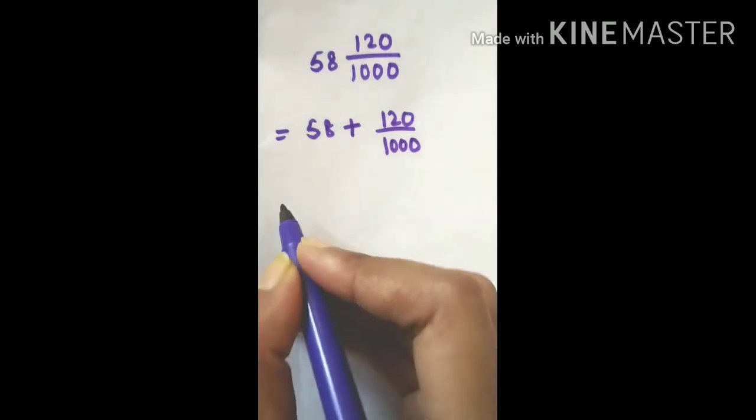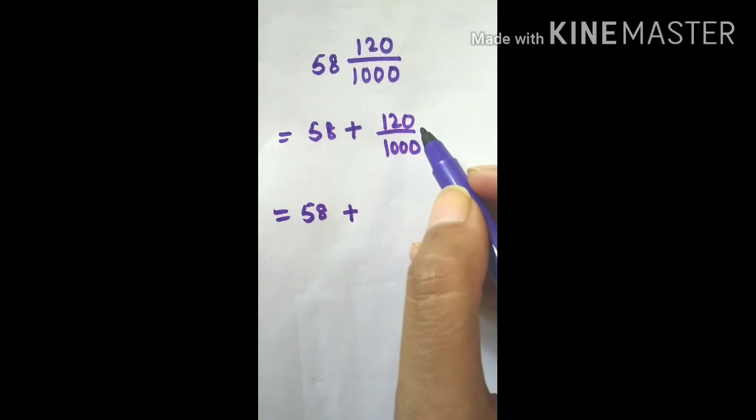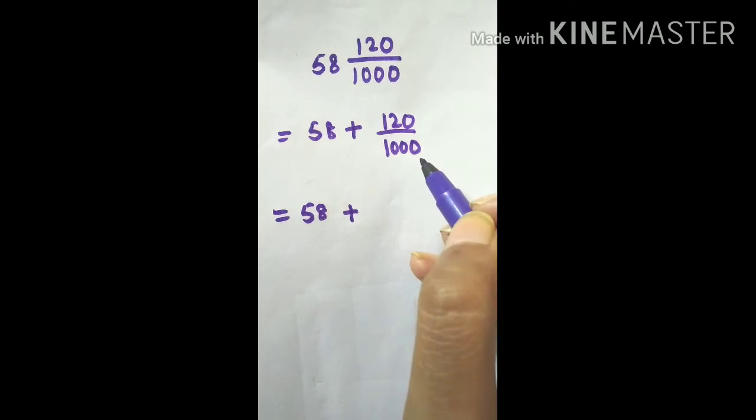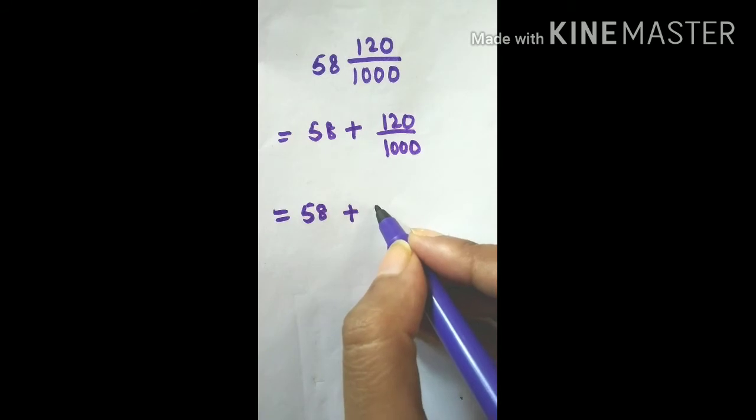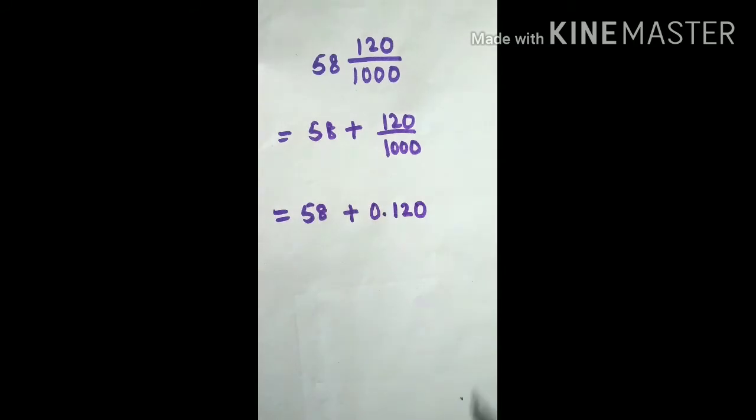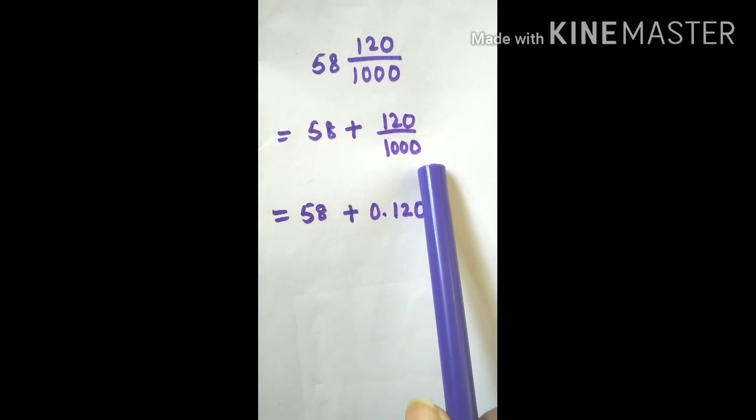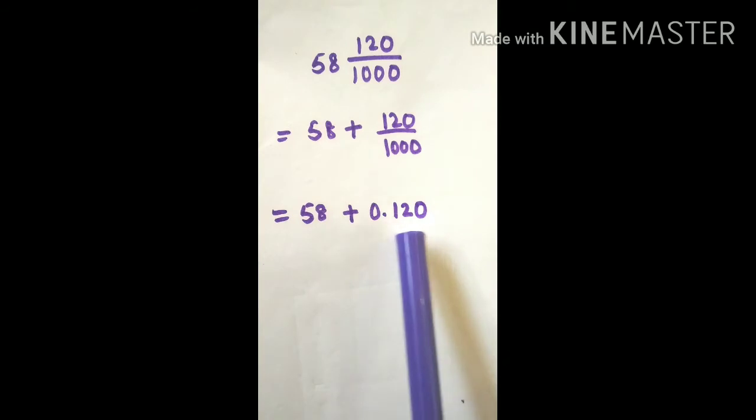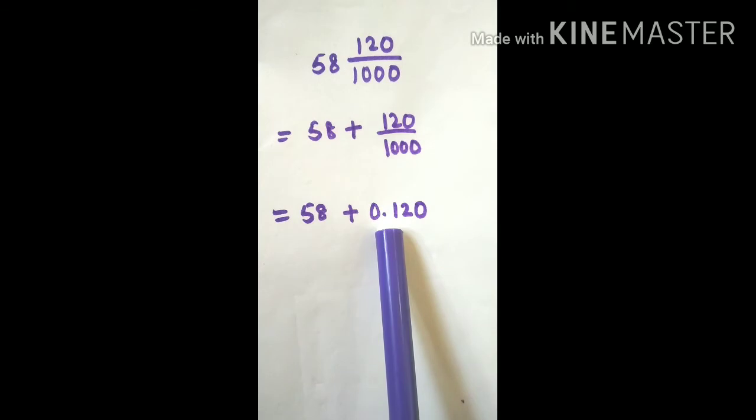So students, in the next step, 58 will remain as it is and instead of writing 120 by 1000, I will write the fraction in decimal form. So the decimal form for this fraction will be 0.120. Since there are 3 zeros in the denominator, there should be 3 decimal places after the point. That is, there should be 3 digits after the point.